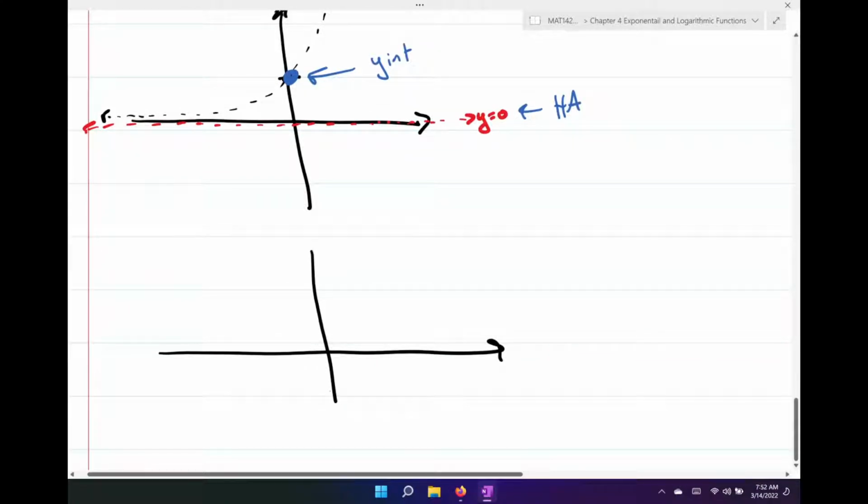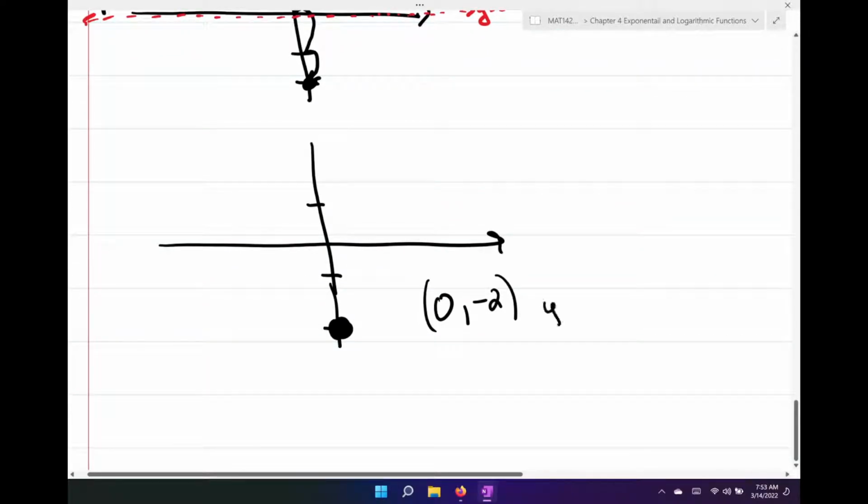So what this will look like is the original y-intercept has to be shifted down 3 units. So it's going to go down 1, 2, 3. So my new y-intercept is going to be right here. And I'm going to go ahead and label it. You can see the big dot I'm drawing here. This is going to be (0, -2). That's my new y-intercept. And my new horizontal asymptote is now y equals -3.